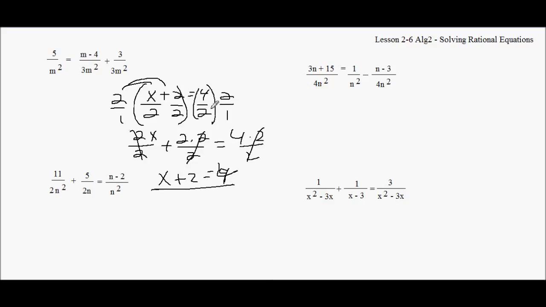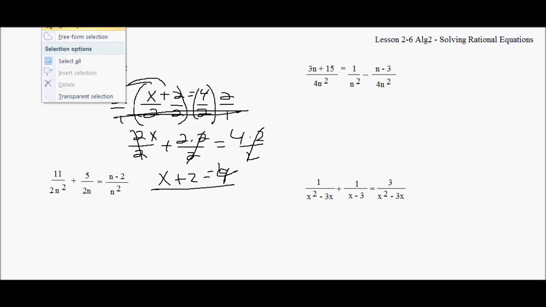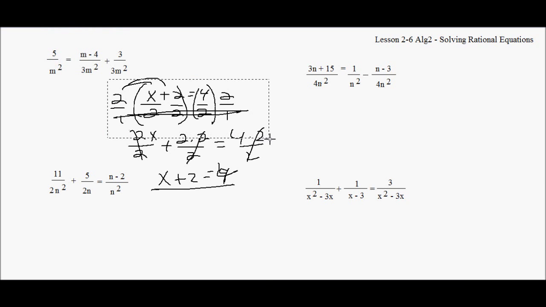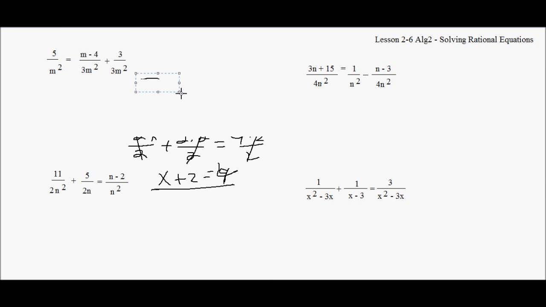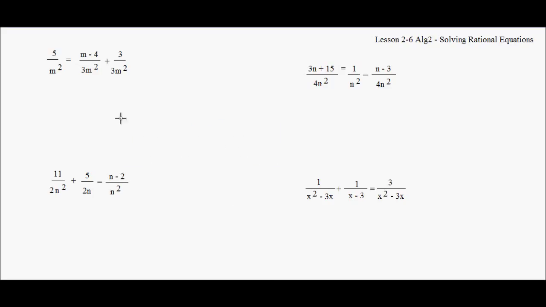So if I have the same number on the bottom, the trick is I can kill it off. It just wipes out. And that's the trick. That is the whole lesson. I mean, that's the whole lesson in a nutshell. That's it. So the trick is to find a common denominator.